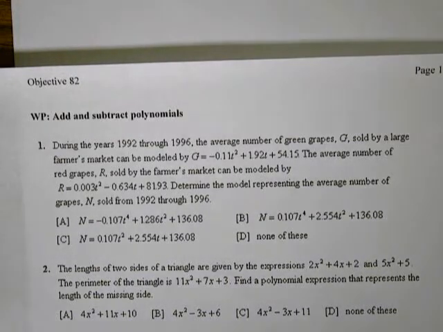No, there's a decimal in there. 54.15. The average number of red grapes sold by farmers can be modeled by R equals 0.003 t squared minus 0.634 t plus 81.93. Determine the model representing the average number of grapes N sold from 1992 to 1996.